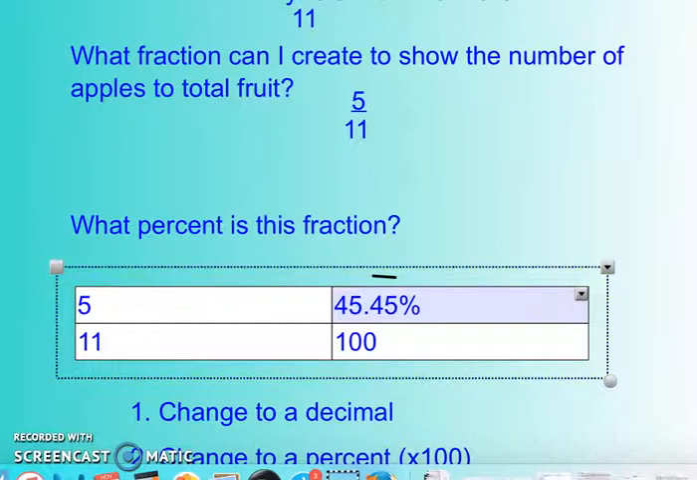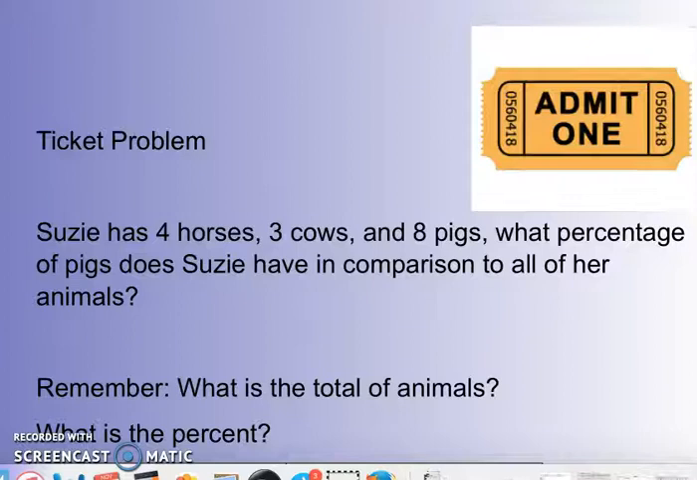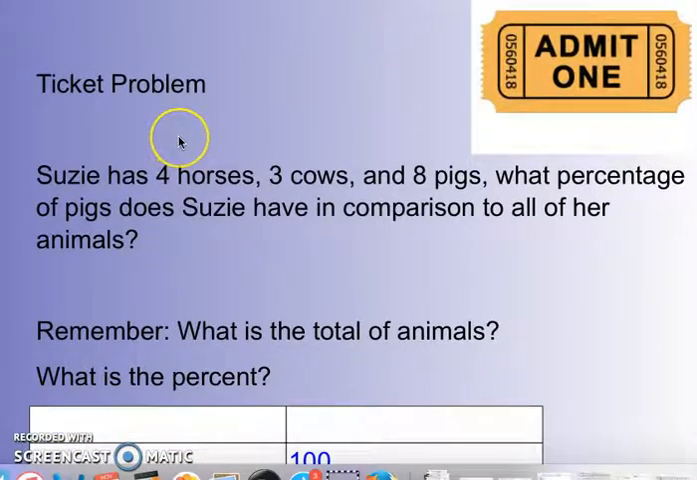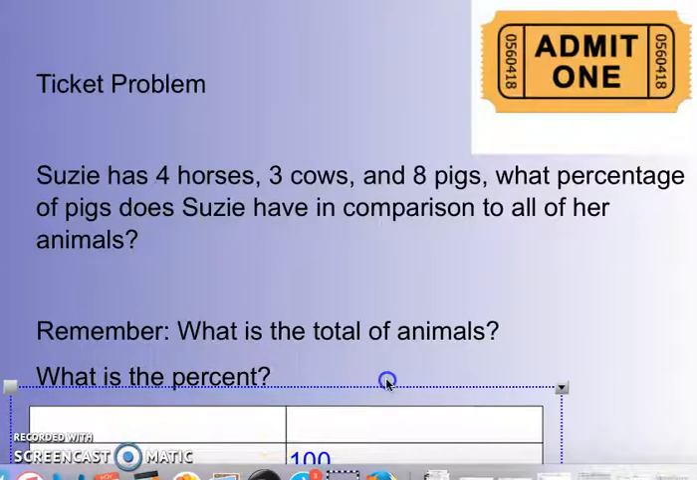What I'd like for you to do is to figure out this ticket problem. Susie has 4 horses, 3 cows, 8 pigs. What's the percentage of pigs? We're comparing pigs to the total number of animals. Here are some hints to remember. What's the total number of animals? Then what is the percent? And remember, we're using the table to help organize our information.